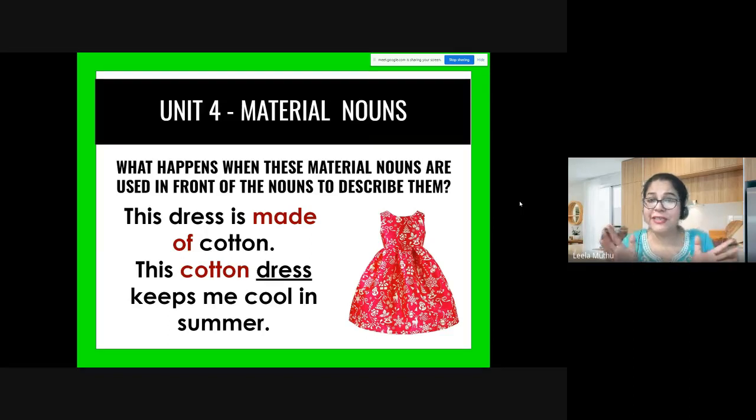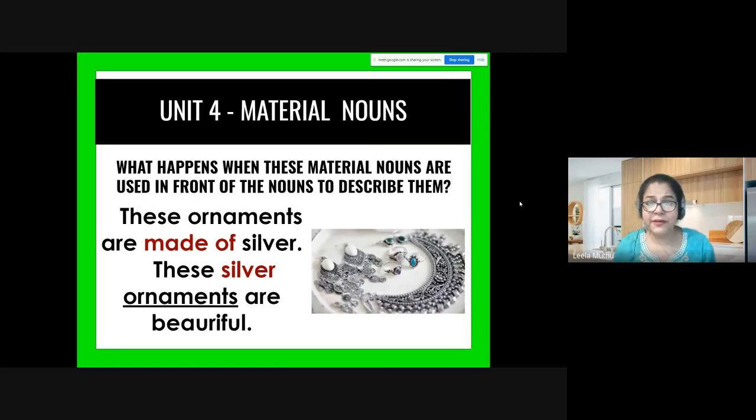So be very careful in the test, in your quiz assignments. I can ask you, in this sentence, "This cotton dress keeps me cool in summer," the word cotton is used as A, a material noun, B, an adjective. So you have to choose the correct answer. So, these ornaments are made of silver. Obviously a material noun because the words "made of" are there. But when you say "These silver ornaments are beautiful," the material noun silver has now come before the noun and is describing the ornaments. So in this case, it is an adjective.